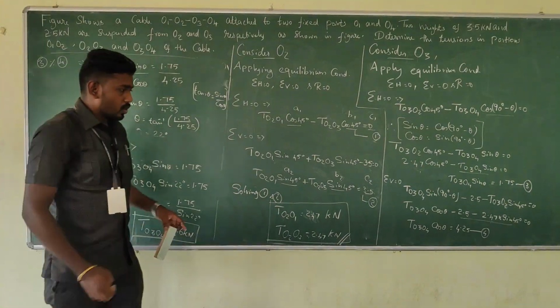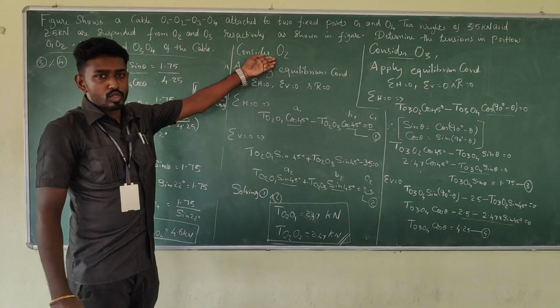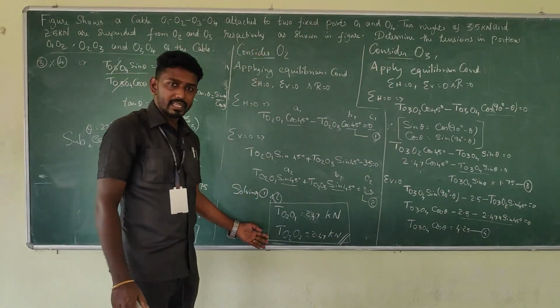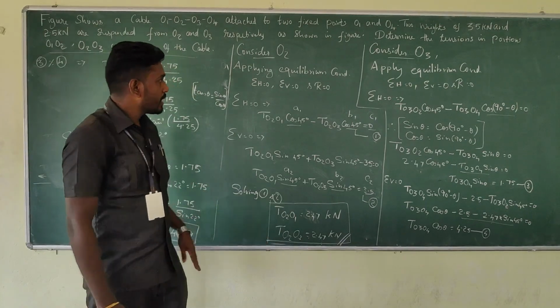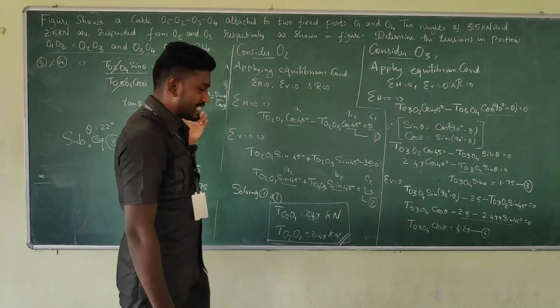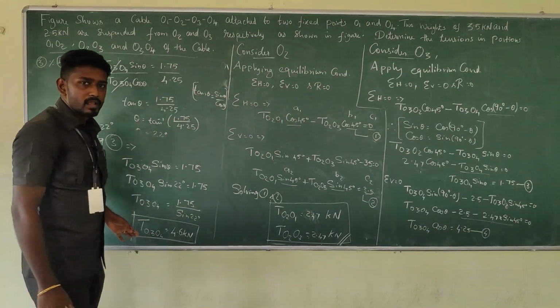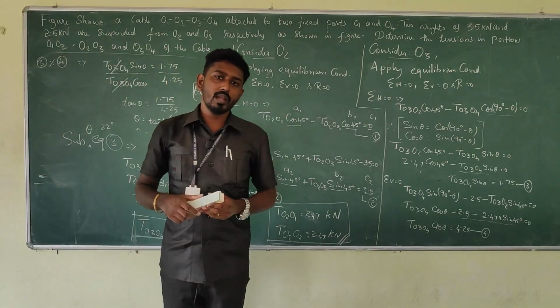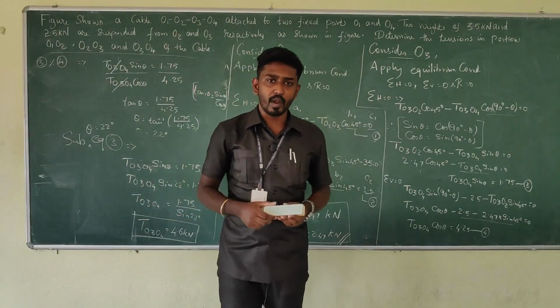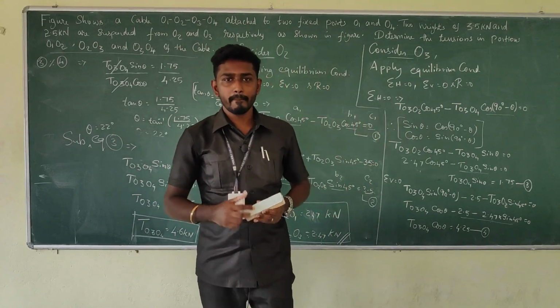So when you are considering the O2 joint, we got the cable tension, and when we consider the next one, O3, we got theta as well as T O3 O4. I hope you understood how to solve the problem when you have such structures. Thank you so much.